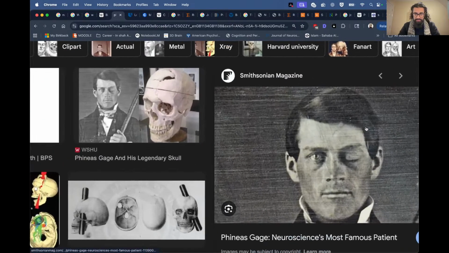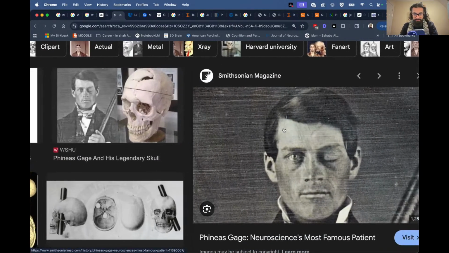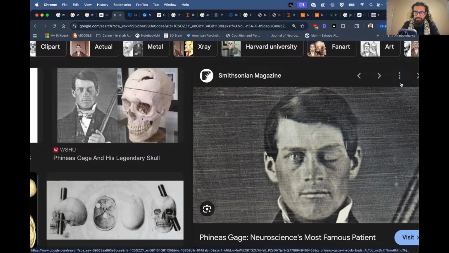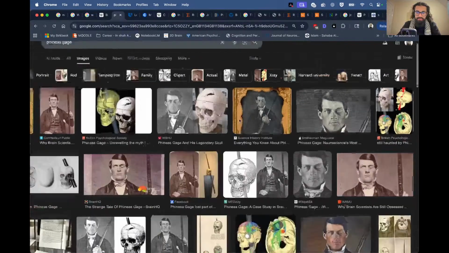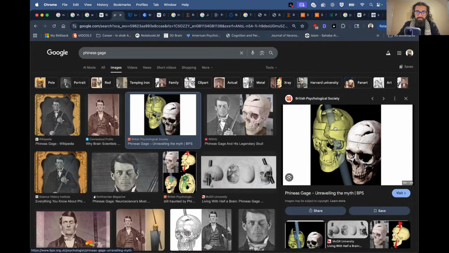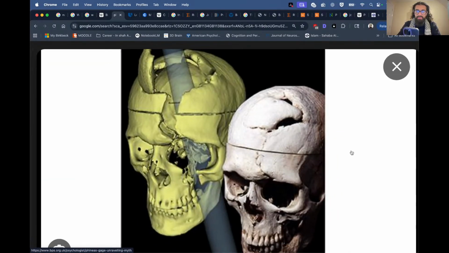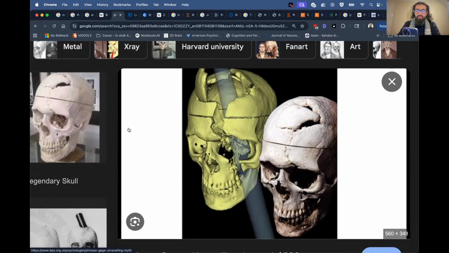So, this is what he looked like, right, many years ago, 150 or so years ago. He looked like this, and his skull had a rod go through it. Pardon me, a rod went through his skull. So that's his real skull.